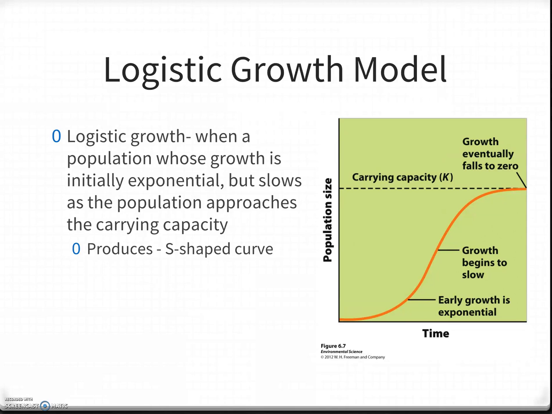This model does not account for density-independent factors. It doesn't take into account if a fire comes along, or a hurricane, or a volcano. And it produces what's referred to as this S-shaped curve.